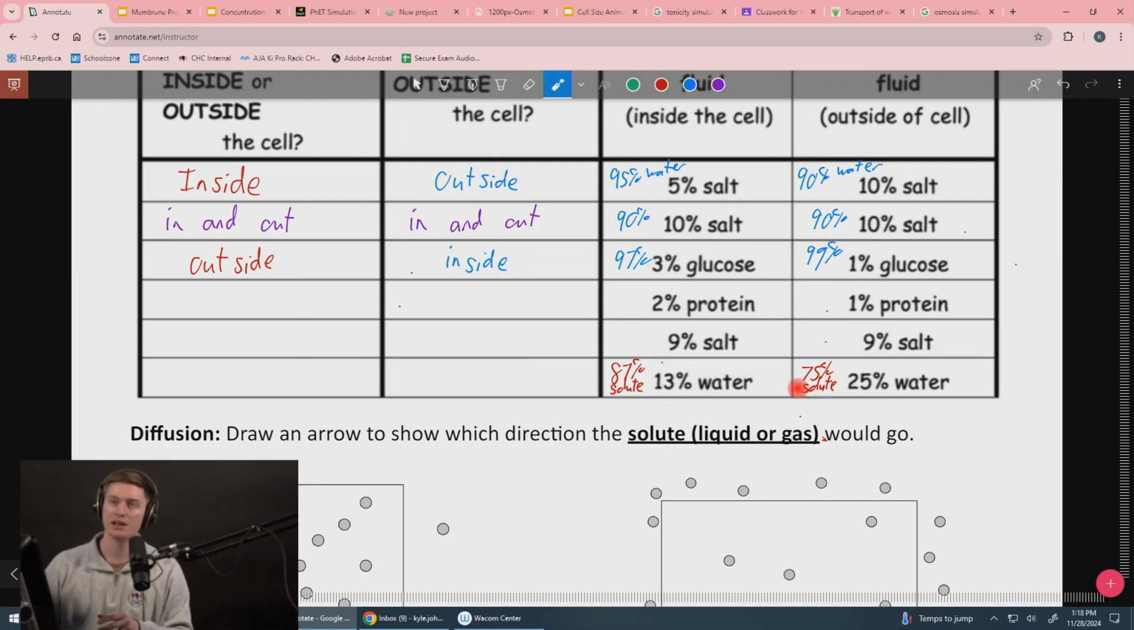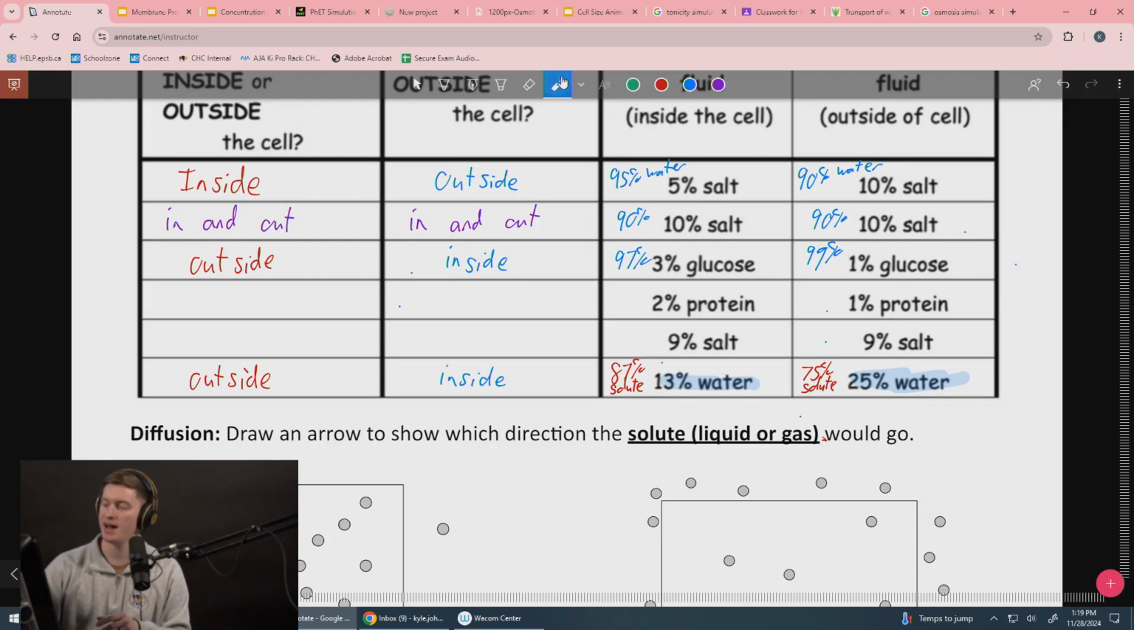Solute's going to go from high to low. It's greater inside the cell than it is outside the cell. So the solute will go outside. And then the water is greater outside the cell than inside the cell. So the water will flow inside.